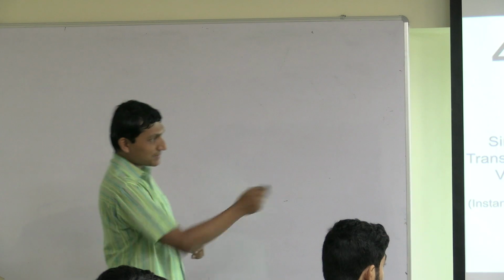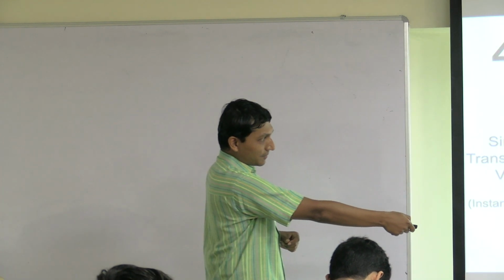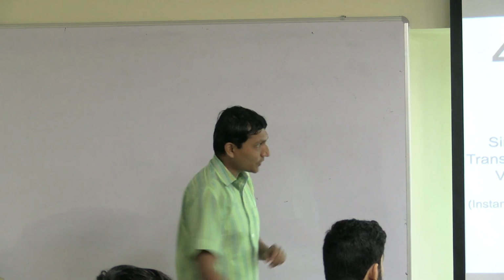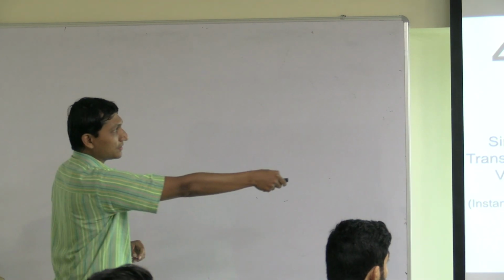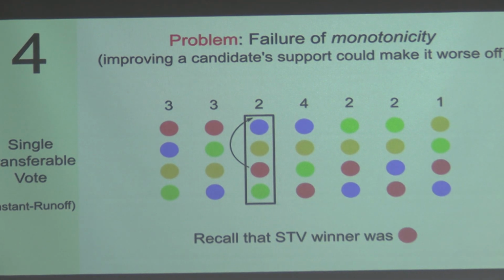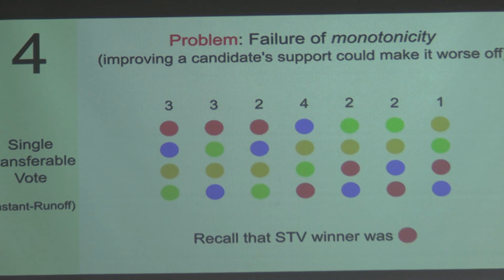So the same example that I showed you before, there the STB winner was red, remember? Okay. Now let's say these two voters say, look, red is already winning, let us promote red to a higher position. So let's say they vote like that. Now let's run STB on this new election. So what do we do now?